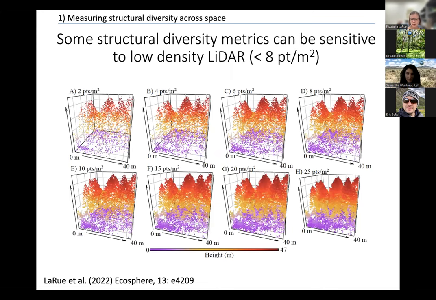So in the study, if you're interested, you could take a look, but just for time's sake, I'll just mention that some of the metrics were a bit sensitive to those lower densities, but there were plenty of metrics that you could choose from that weren't sensitive to the lower density LiDAR. So depending on what type of LiDAR data you're using, or where you're getting that, or which years, it's something to keep in mind if you're going to be measuring structural diversity with these data products.